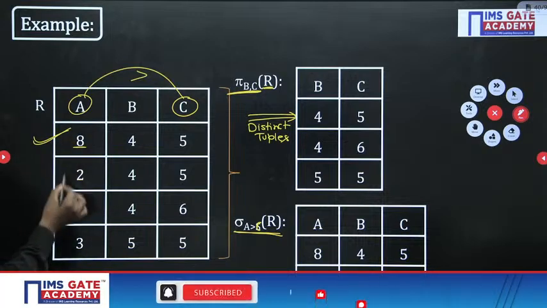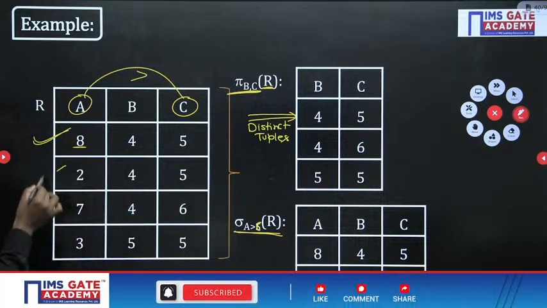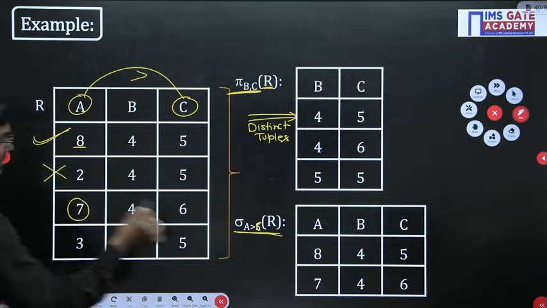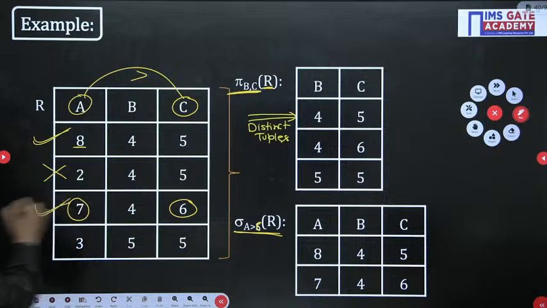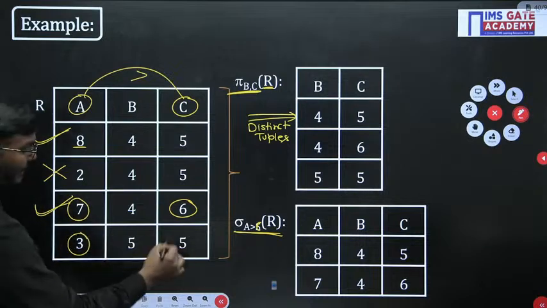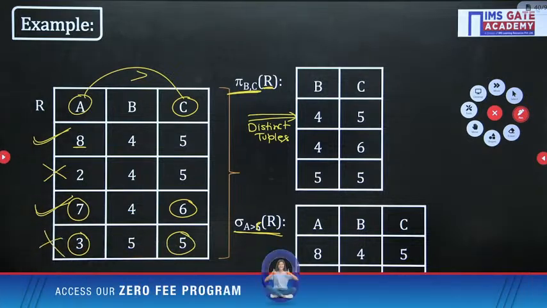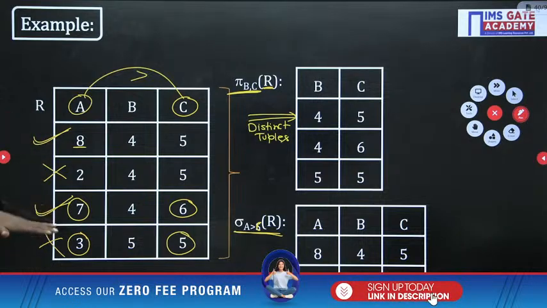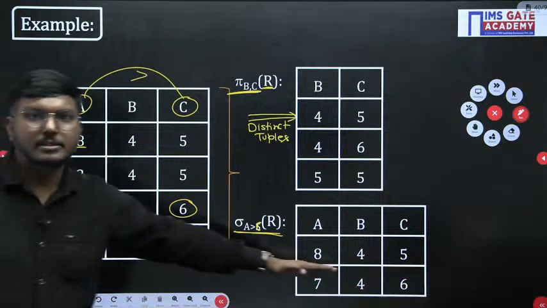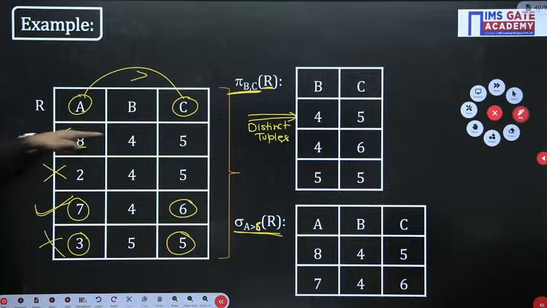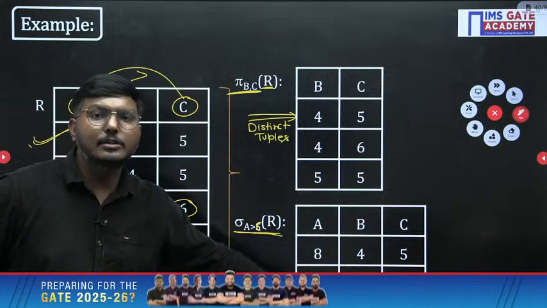Similarly, is this 2 greater than 5 here? No. No means it will reject the second record. Understood? Similarly here, is 7 greater than 6 or not? Yes. Yes means it will select this record. Similarly here, 3 is greater than 5? False. False means it will reject this record. So after selection, it will keep all the selected records in the result set. So how many records here? 8, 4, 5 and 7, 4, 6 as a result of this selection operator.